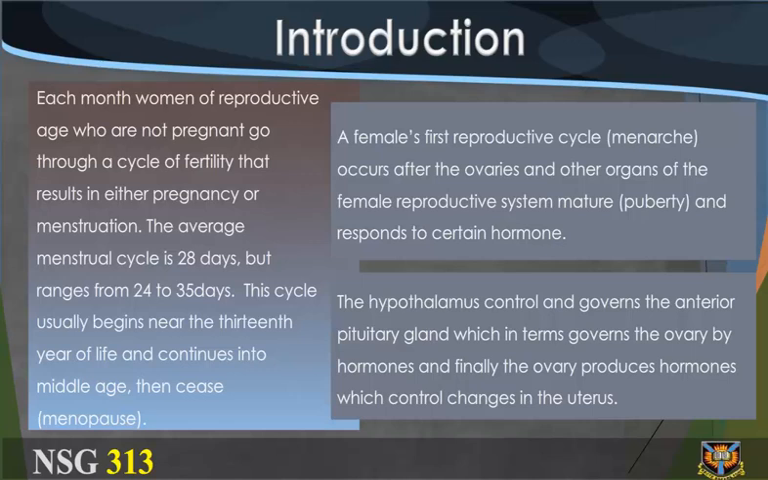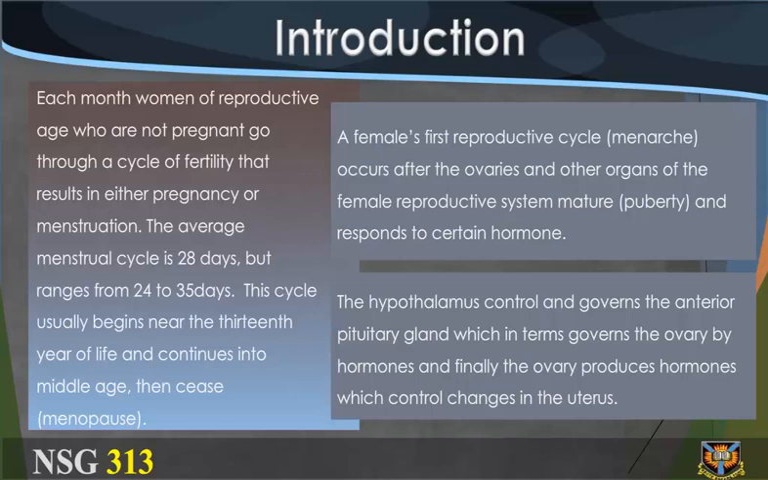Introduction. Each month, women of reproductive age who are not pregnant go through the cycle of fertility that results in either pregnancy or menstruation. The average menstrual cycle is 28 days, but ranges from 24 to 35 days. This cycle usually begins near the 13th year of life and continues into middle age.